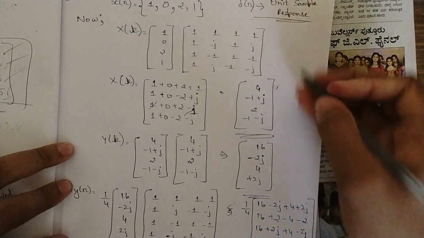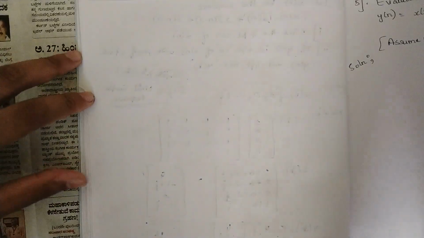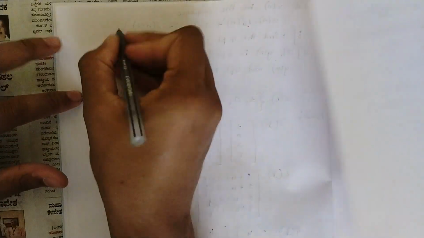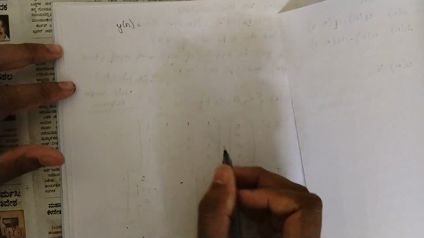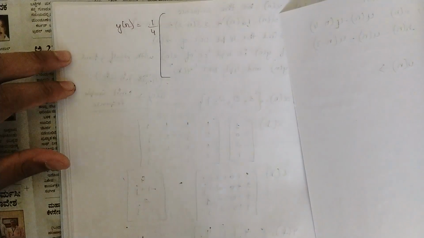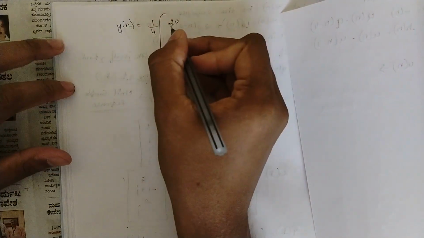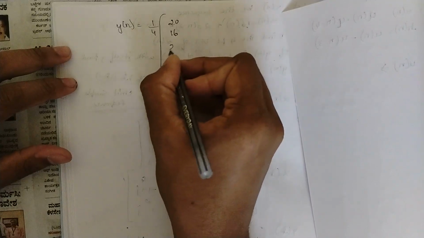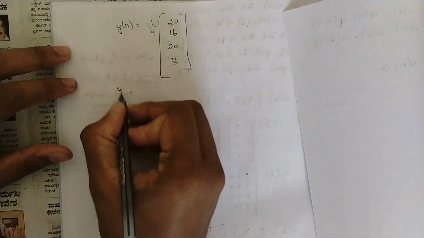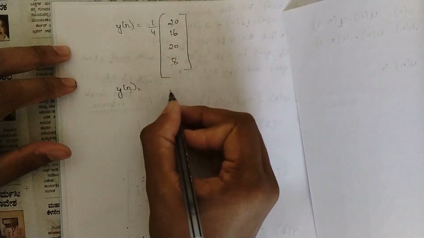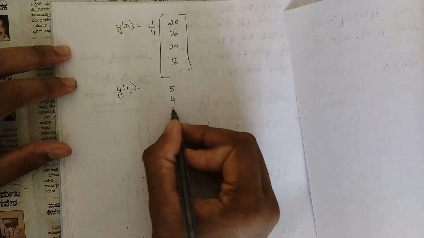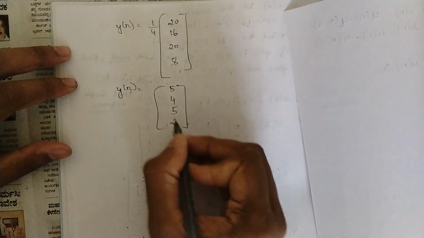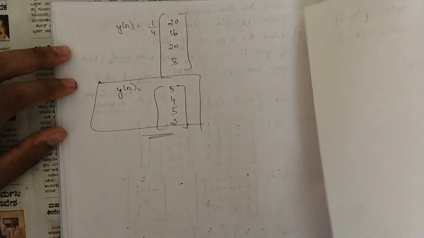So our final answer we would be getting is y of n is equal to 1 by 4 into 20, 16, 28. So that is y of n is equal to, divide by 4: 20 by 4 is 5, 16 by 4 is 4, 20 by 4 is 5, 8 by 4 is 2. So this is our final answer of y of n.